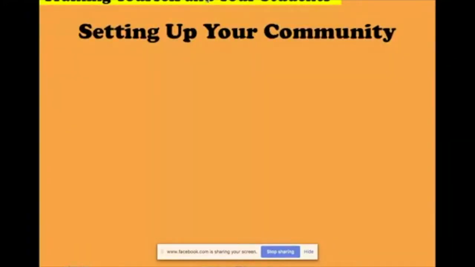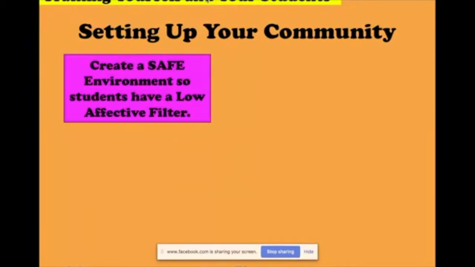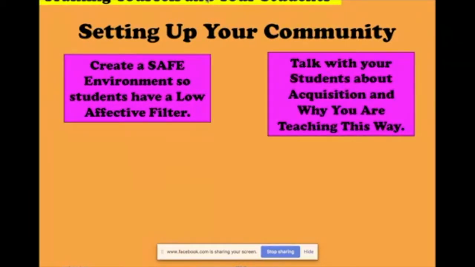So, setting up your community. These are 4 aspects I'd like you to remember. Create a safe environment so students have a low affective filter, so that their stress is not causing an inability to learn or acquire language. Talk with your students about acquisition and the philosophies that I've started to talk about here. And of course, you can do much research on this to find out more. Let them know why you are teaching this way. It's going to be very different for some students who have maybe tried to learn a language in the past.